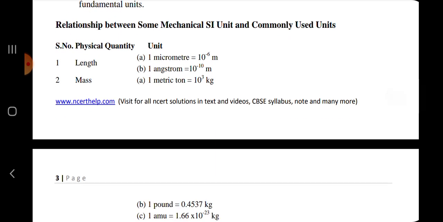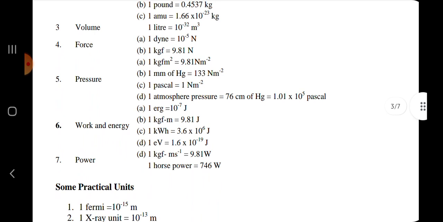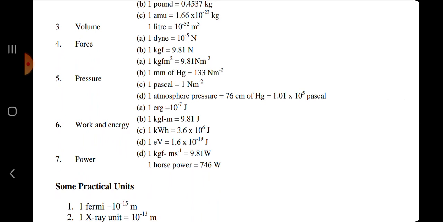Then the relationship between some mechanical SI units and commonly used units. Length: 1 micrometer equals 10^-6 meter. 1 angstrom is 10^-10 meter. Mass: 1 metric ton is 10^3 kg. 1 pound, this much. Please take a screenshot of it. It will help you in further chapters.